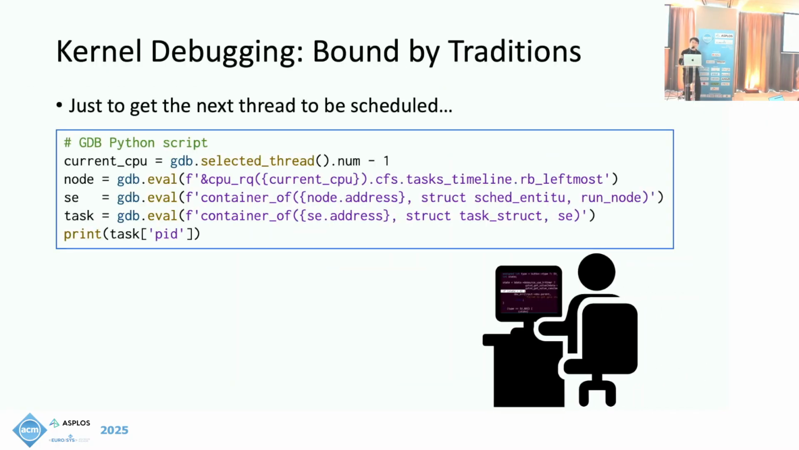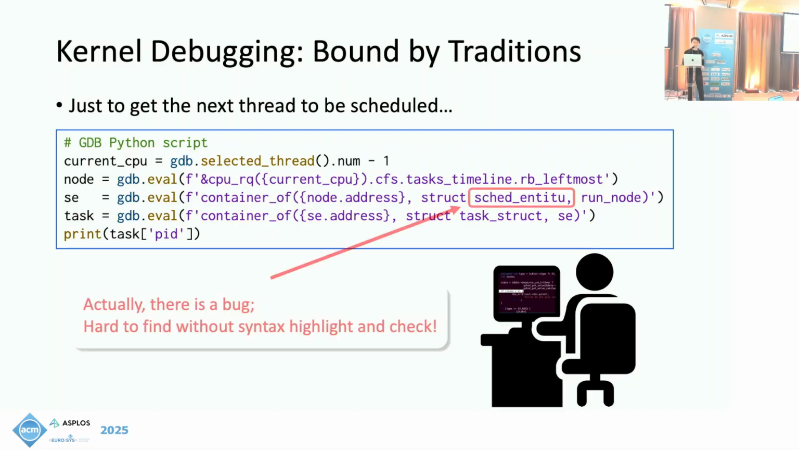But however, just to get the next thread to be scheduled, we have to write a complex script like this, even with the modern Python extension support. So as you can see, we have to rely on CPU RQ, container_of, such complex kernel macros to unwrap the kernel data structure step by step until we finally get the thread we want. So actually, such a script is really hard to maintain and error prone.